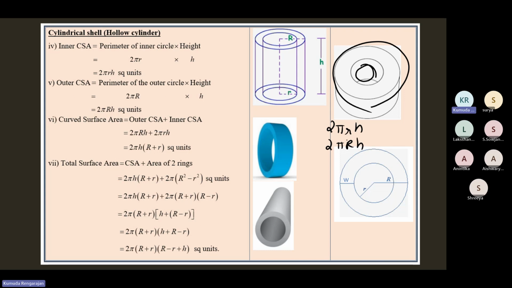So we found the inner CSA and outer CSA. Now there are 2 rings, one on the top and one at the bottom. They have the same area. So the area of one ring is pi R square minus r square. Just double it, multiply by 2 to find the area of 2 rings. So these 3 answers you should add, and that will give you the total surface area of a solid like this, which is called a hollow cylinder or a cylindrical shell.